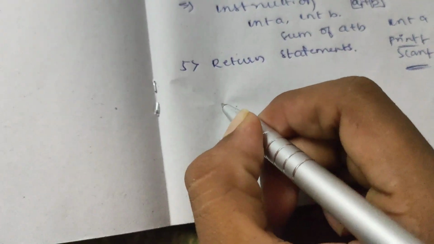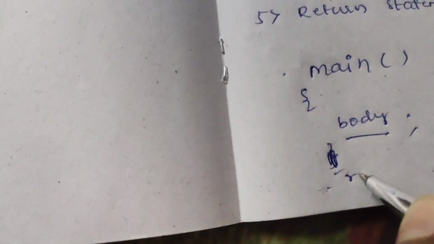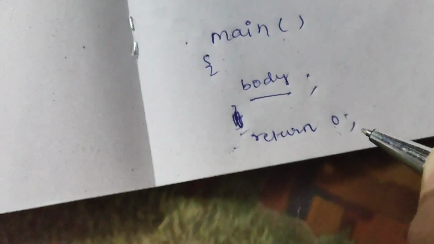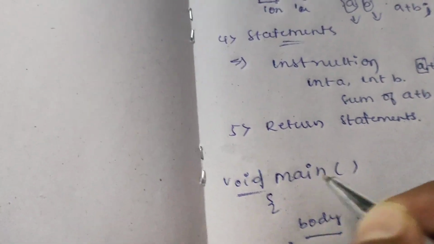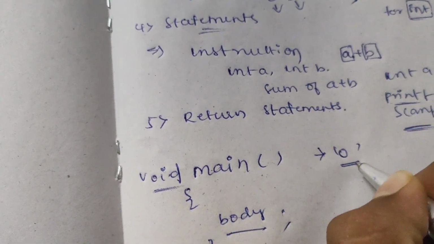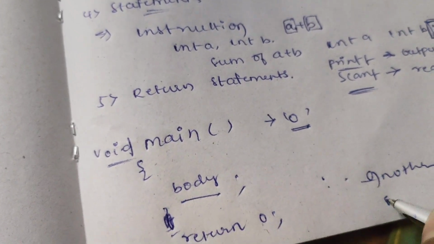Return statements. If we use int main, then we have to return some value at the end of the program. The program must start with a curly bracket after the main function and end with a closing bracket. Here we write the body. After the body, at the end of the program, before ending it, we have to return some value. If we use void main, then we don't need to return any value, because void itself is defined as a zero value. So that's it, friends. In another video we are going to discuss C programming in more detail.